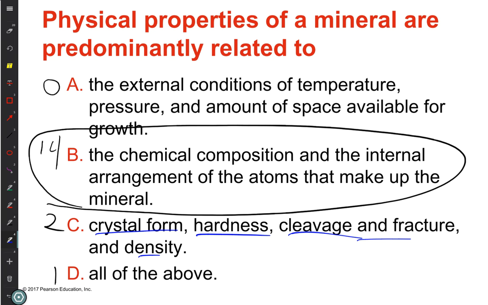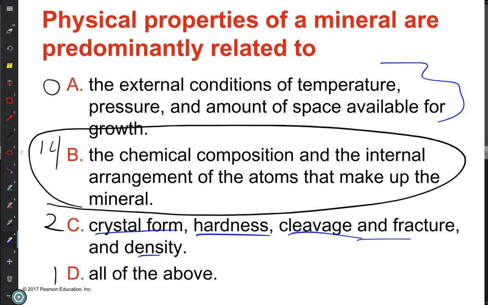And why is it not A? Because B makes more sense. I'm sorry, can you say that again? Why is it not C? C is the things that we measure for the physical properties. Right? But it says they're related to what, not what they are. So the question was looking for a cause. And the chemical composition, internal arrangement of the atoms is what gives them their physical properties. The chemical composition and the arrangement of the atoms result from things associated with A.